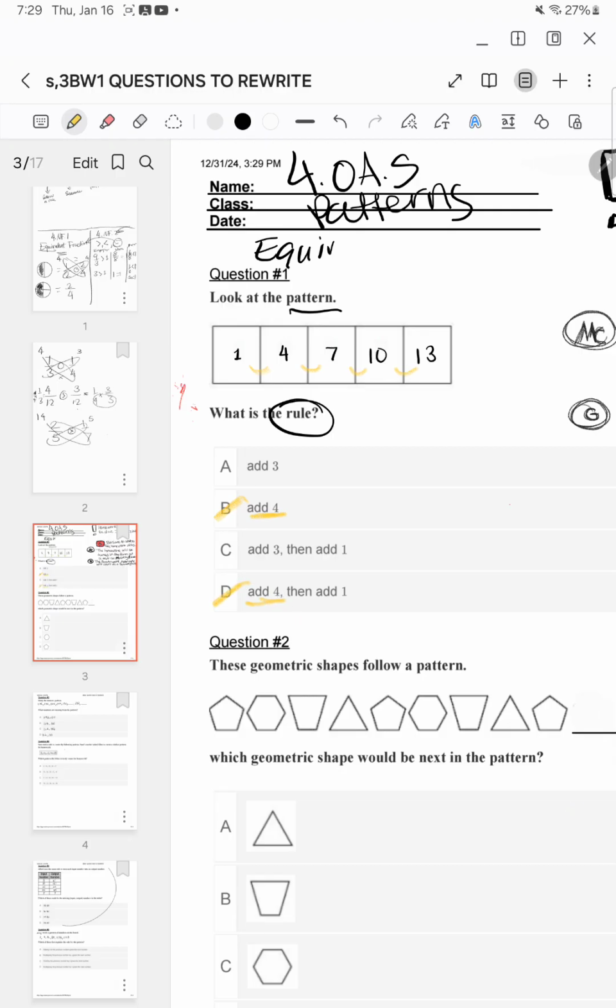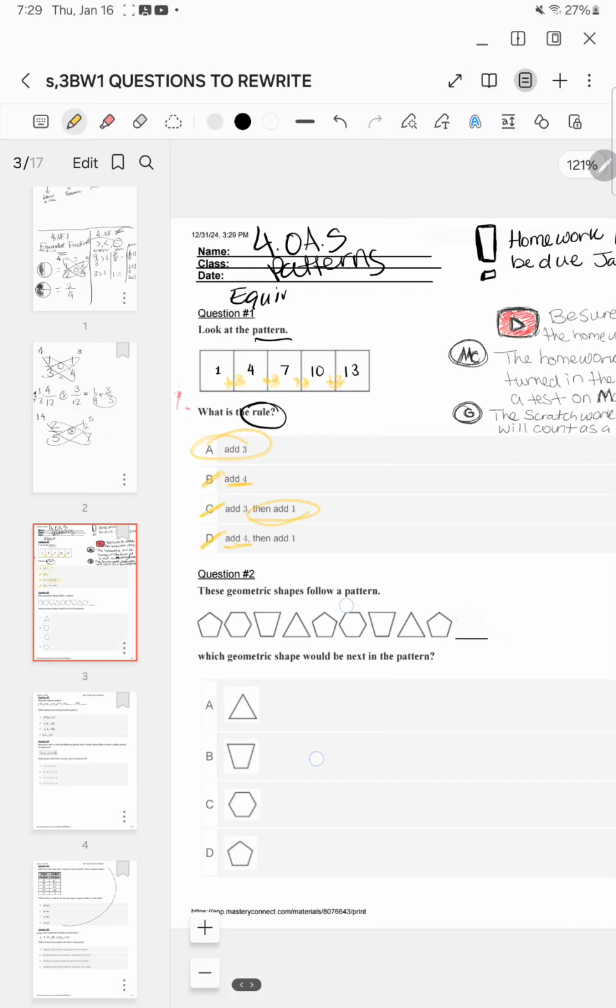Now where you add 3. I see that I'm adding 3, and then 4 plus 3 is also 7, and 7 plus 3 is also 10, and 10 plus 3. So here I can see I'm not adding 1 at all. I'm just simply adding 3 over and over, and that's it, nothing else.